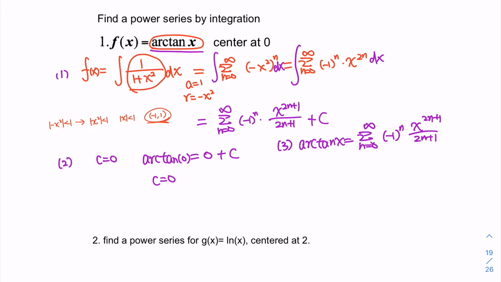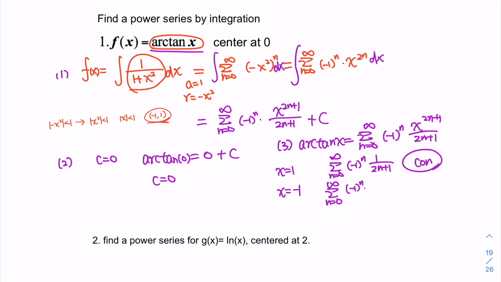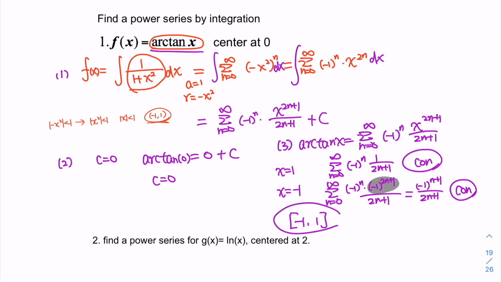Now we have to look at the boundaries. At x equals 1 and negative 1, we plug it in. This one converges. And when we plug negative 1 in, negative 1 to the n, negative 1 to the 2n plus 1 over 2n plus 1. Because this is always going to be negative 1, because it's to the odd power, so it's negative 1 to the n plus 1 over 2n plus 1. Also an alternating series, which converges here. So negative 1 to 1, closed interval.